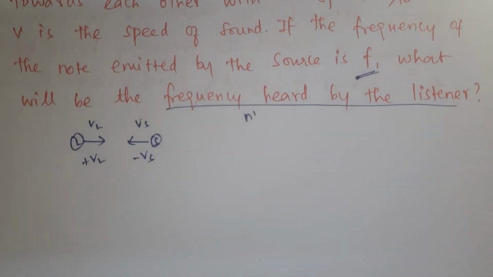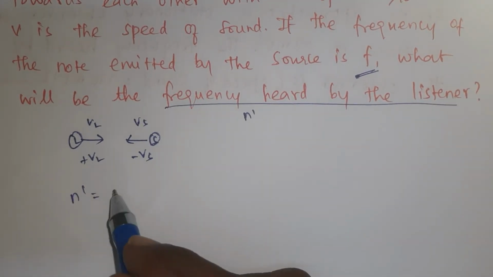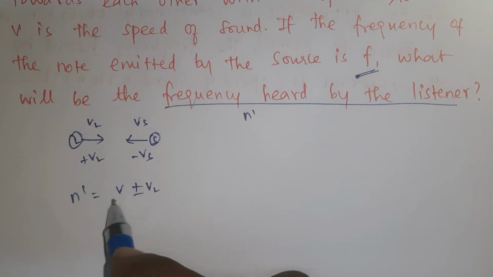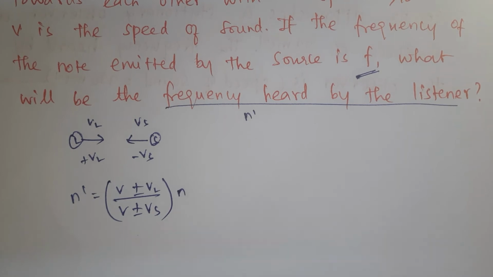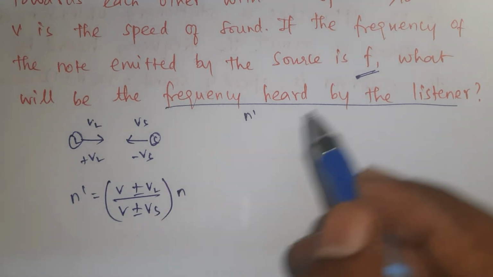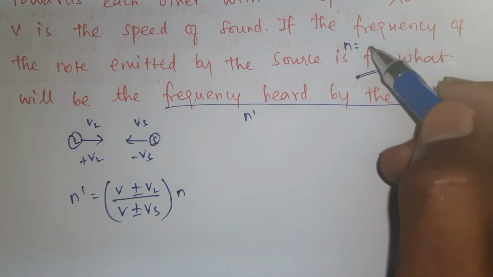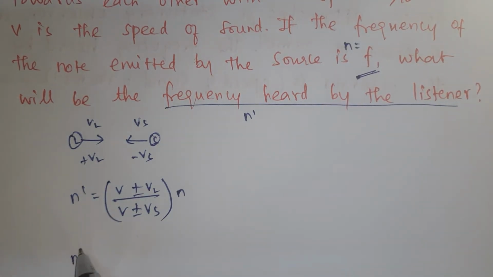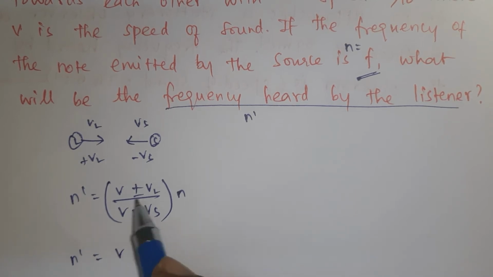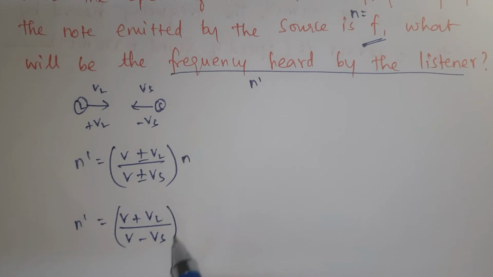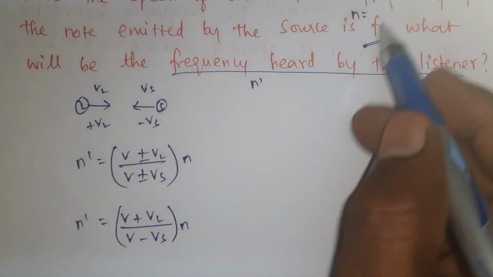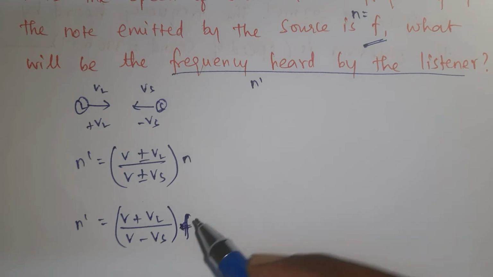The general formula for the Doppler effect: n dash is equal to (V plus or minus VL) by (V plus or minus Vs) into n, where n is the frequency of the source. Now the frequency of the source is n equal to f. So n dash is equal to V, the speed of sound, plus VL, divided by V minus Vs, into n, which is given as f, so we can write f.